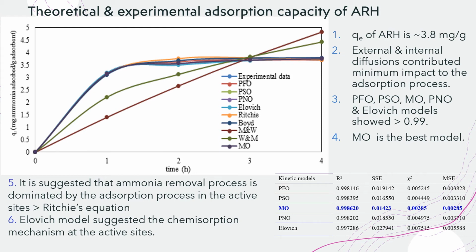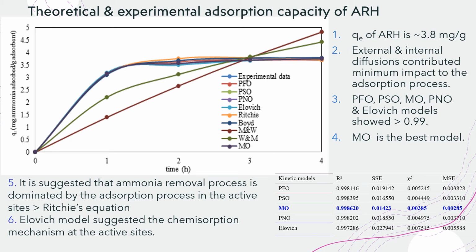Generally, the absorption data fit the empirical models, such as pseudo first order, pseudo second order, mixed order, pseudo n order, and Elovich model very well, where R-square value more than 0.99 is observed. Thus, it is difficult to justify which model predicts the data the best based on R-square value alone. From the statistical data shown in the table below, mixed model shows the lowest SSE, chi-square, and MSE value. This indicates that mixed model is the best model to fit the ammonia absorption data in this case.